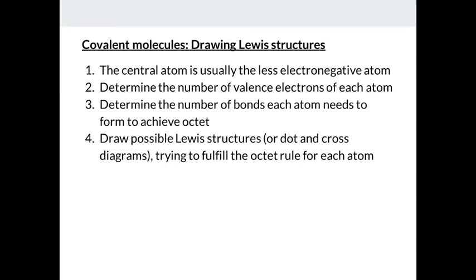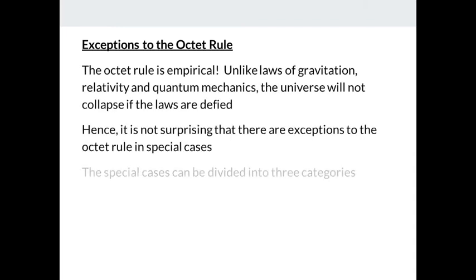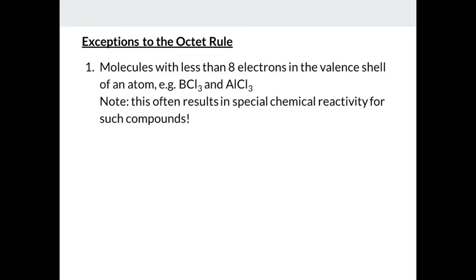And normally the best Lewis structure, the actual Lewis structure of the particular compound, is one where the octet rule is fulfilled and there's a minimization of formal charges. So let us take a look, however, at a few interesting cases where there are exceptions to the octet rule. So the first exception to the octet rule is molecules that have less than 8 electrons in the valence shell of an atom, for example, boron trichloride and aluminium chloride. So this often results in special chemical reactivity for such compounds.